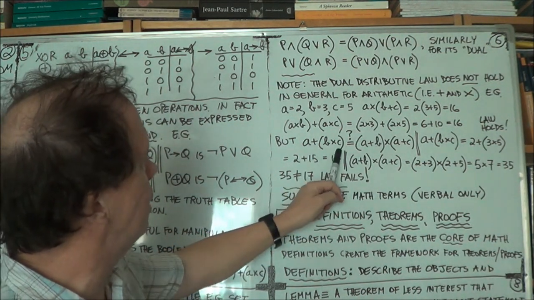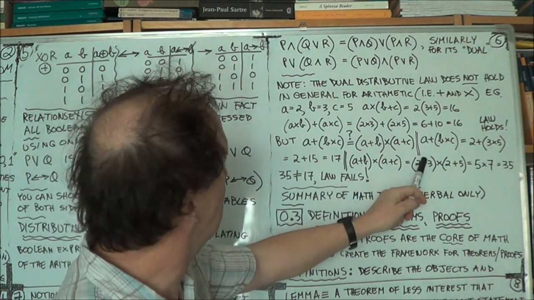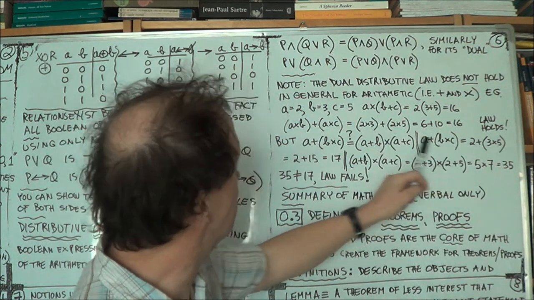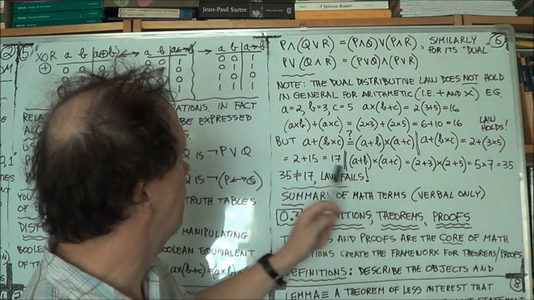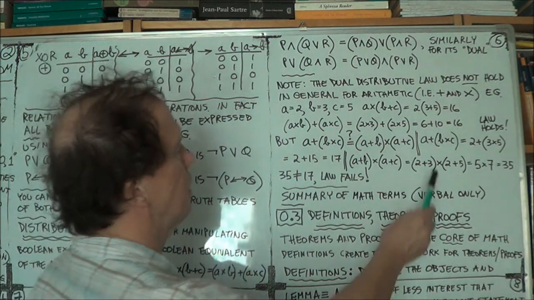So let's calculate what the left-hand side is for these three values. 2 plus B times C. What's that? 3 times 5, 15. So 2 plus 15 is 17. Okay, so that's 17.